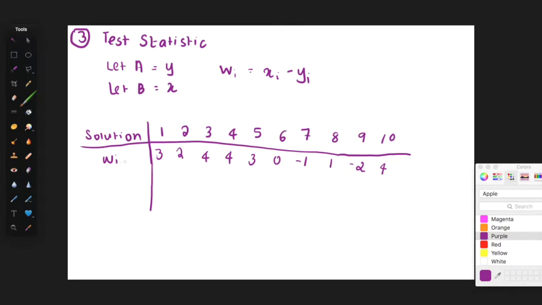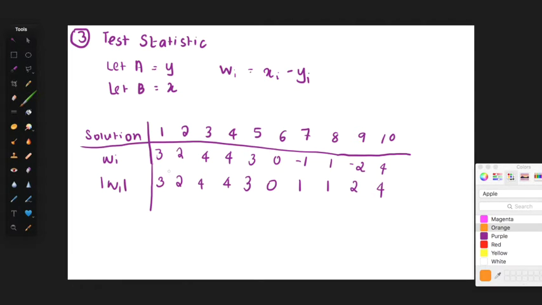So now remember, the second part is then to take the absolute values of these WIs. So we're taking the absolute value, and the absolute value is just taking the positive of those values. So it's going to be 3, 2, 4, 4. So that gives me my absolute WI.